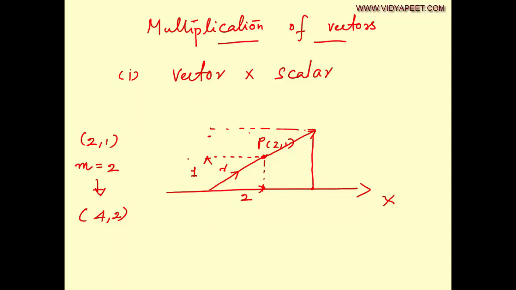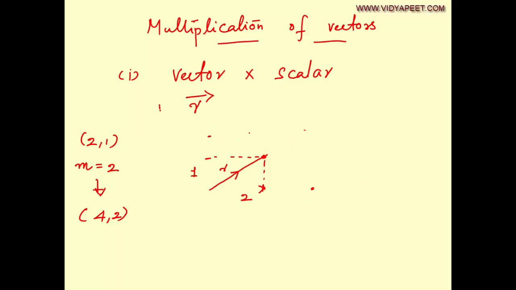So, if you take a vector, say R, and multiply it by a scalar m, the new vector will be parallel to R, but its length will be m times the length of R. So if you fix m to be 2, the new vector will be double in its size in the same direction. And if you take m to be 0.5, the length will be half the size of the vector R in the same direction. So when you are multiplying a vector by a scalar, you can produce parallel vectors with its magnitude changing corresponding to the scalar.